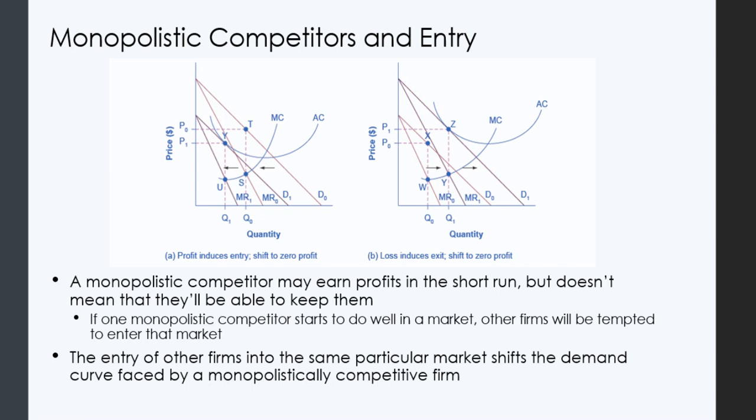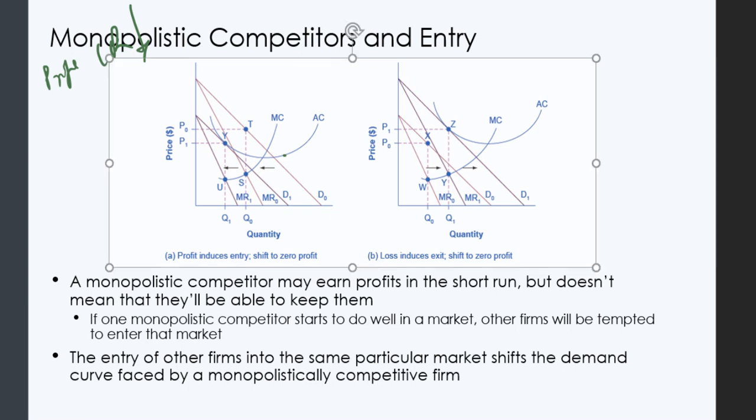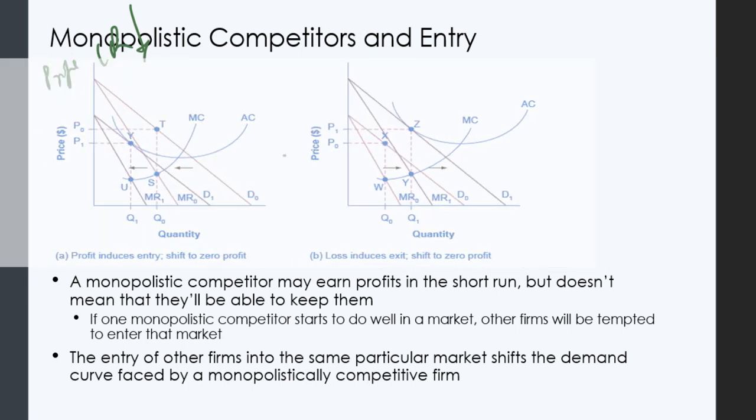So remember that monopolistic competitors may earn profit in the short run, but that doesn't mean they will be able to keep it. So profit in the long run is very low or maybe zero. Entry of firms in the same market shifts the demand curve faced by the monopolistically competitive firm. So let me just show you in a bigger way.